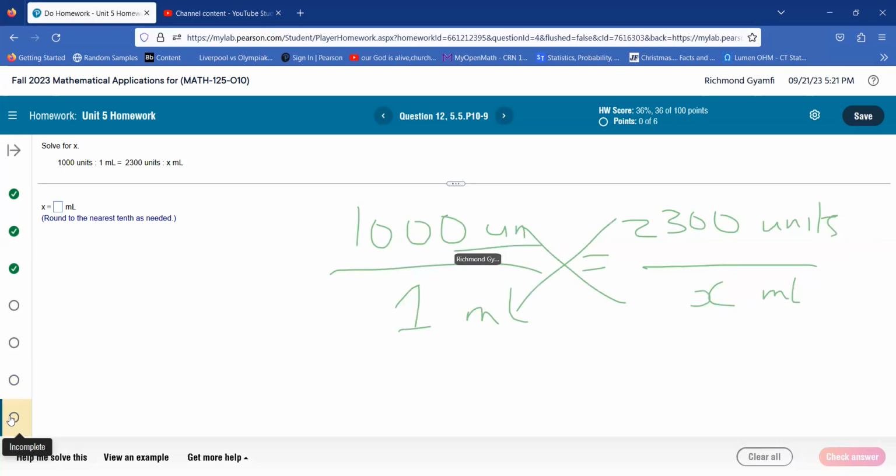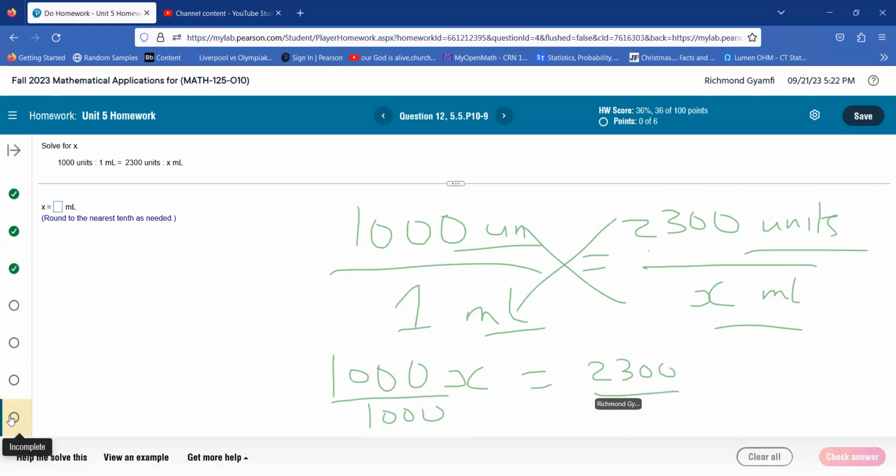So units, remember, units on top, ml at the bottom. So you cross multiply, you have 1000 x equals 1 times 2300, which is 2300. You divide by 1000. And this should give you 2.3 ml, 2.3 ml.